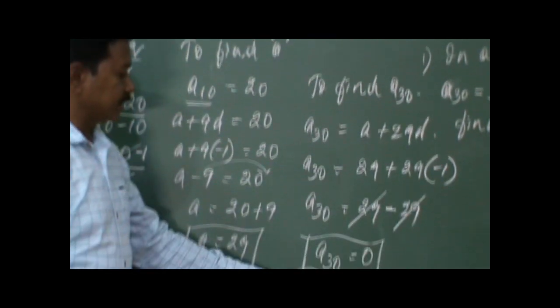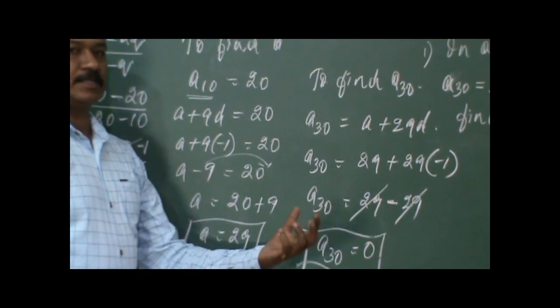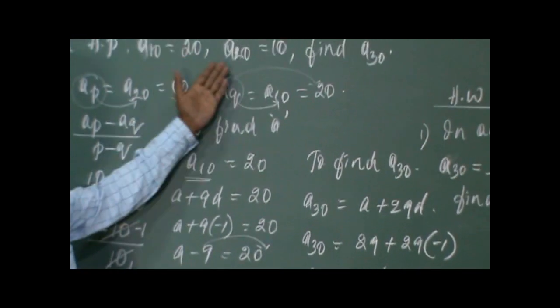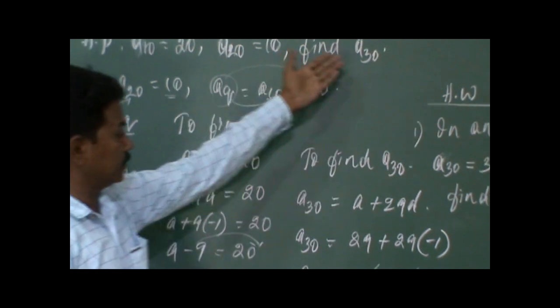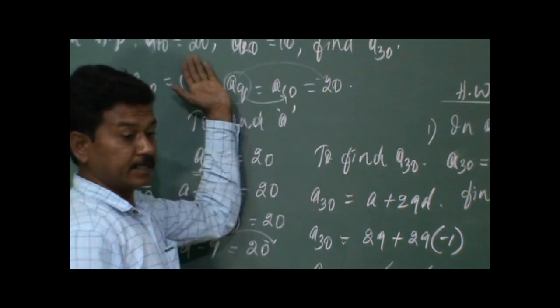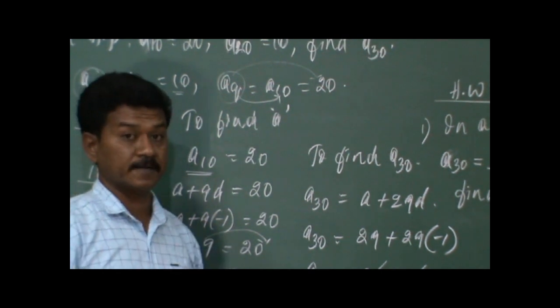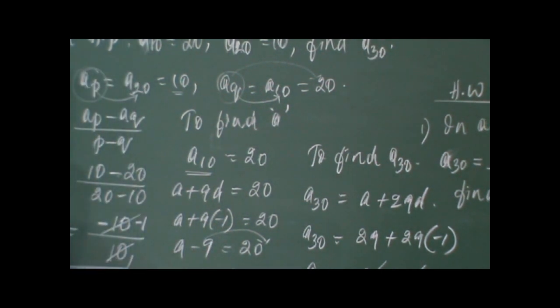So when a student gets A30 as 0, a simple panic can be seen. The 10th term is 20, the 20th term is 10, and the 30th term, which should be smaller than the 10th and 20th, I am getting as 0. Is this right or wrong? See, observe the common difference.